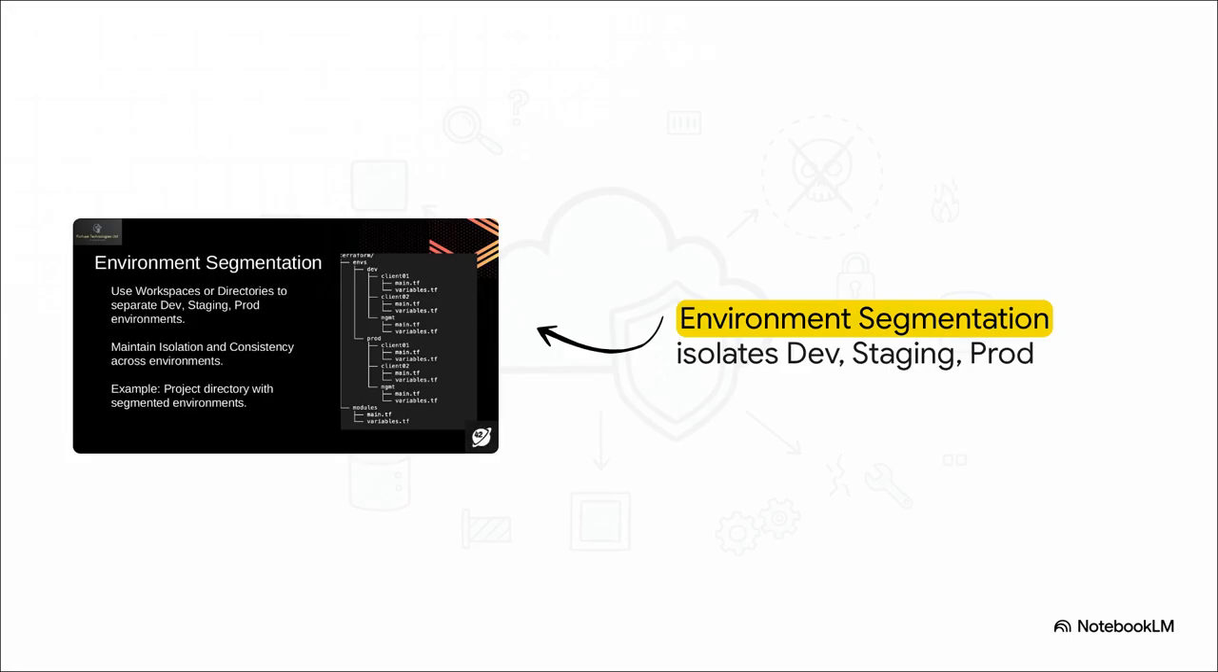Let's zoom in on that lateral movement piece for a second. Hackers know perfectly well that dev environments are usually way less secure than prod. So if you don't segment your environments, a breach in a low-level dev client is just going to cascade right into your production systems. You absolutely must maintain strict isolation using distinct directories or workspaces. This ensures a breach stays contained.